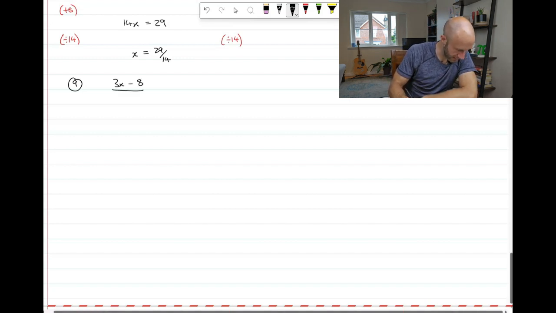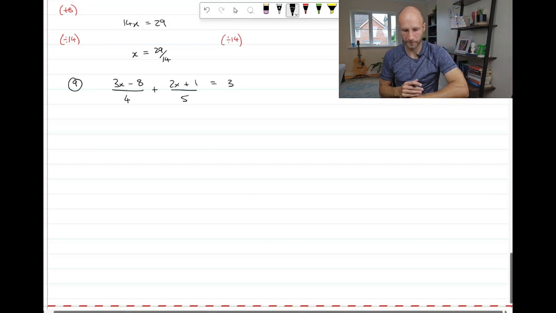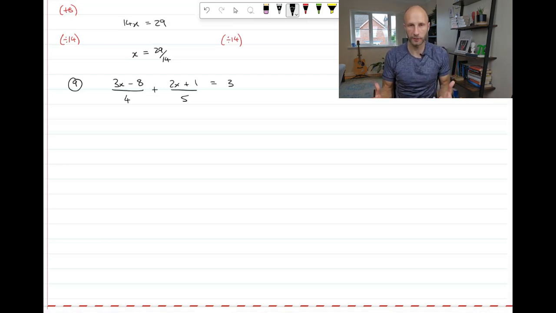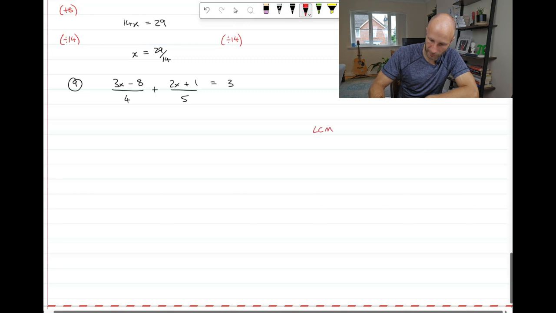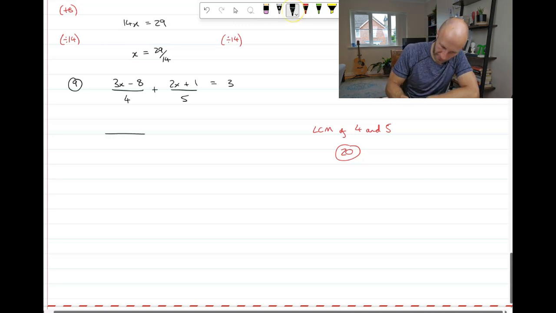So (3x minus 8) over 4 plus (2x plus 1) over 5 equals 3. So same setup, different fractions, still an equation to be solved. Got to do things to both sides at some stage, but I've got a different denominator. So I'm going to get a common denominator, preferably the lowest common multiple of those denominators, which is 20. So I'm going to get this fraction over 20, and this fraction over 20.